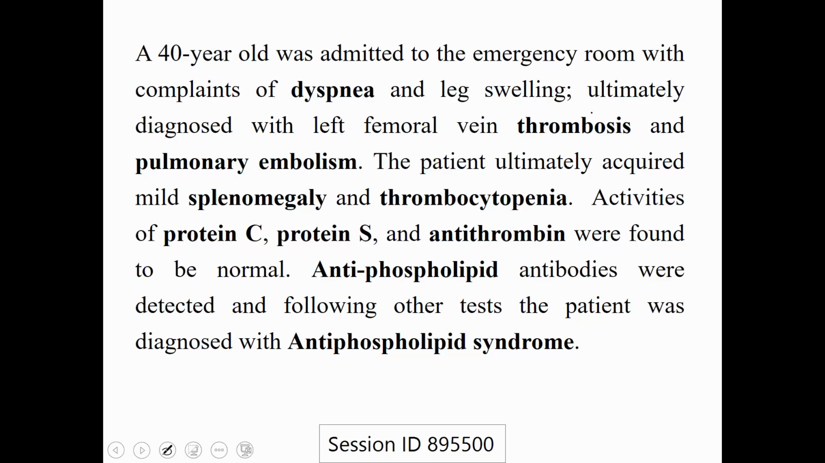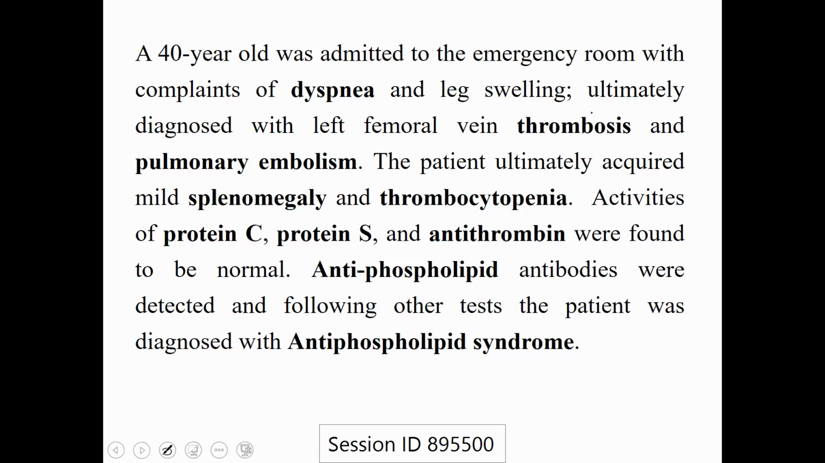But here is a certain type of scenario. A 40-year-old was admitted to the emergency room with complaints of shortness of breath and leg swelling. Ultimately diagnosed with left femoral vein thrombosis. So as soon as you think of thrombosis, you're thinking of activated platelets. Okay? And pulmonary embolism. So those activated platelets form the clot and move to the lung. The patient also had an enlarged spleen, and you're also getting a decrease in circulating platelets. Why? Because they're all becoming activated and forming a clot.